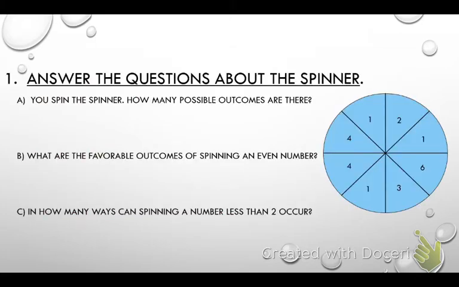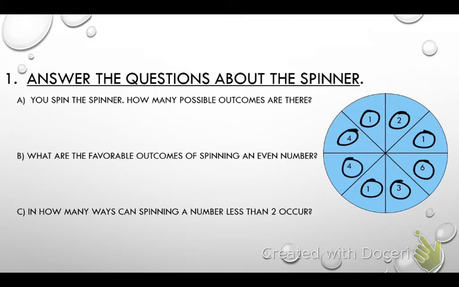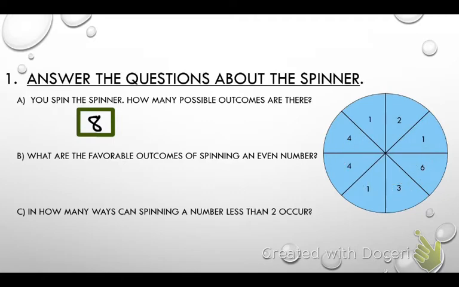Let's answer some questions about the spinner that you see here on your notes. First off, you spin the spinner. How many possible outcomes are there? In order to figure out how many possible outcomes are on here, we have to count how many different spaces there are on our spinner. Let's count how many there are. 1, 2, 3, count with me. 4, 5, 6, 7, 8. So guys, how many possible outcomes are on that spinner? 8. Some of them might be repeated, but there are 8 different spots on there of things that could happen because there are 8 different spaces on that spinner.